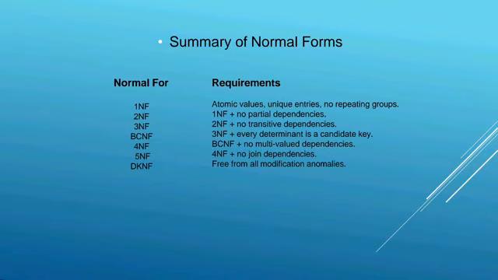Domain key normal form, DKNF, is the ideal form where all the constraints are based only on domain rules, valid data types and key rules. It is hard to achieve in practice, but it is the cleanest and most reliable form. So overall, normalization is a step-by-step process. We keep refining the data structure at each level to avoid redundancy, maintain data integrity, and make the database easier to update and maintain.